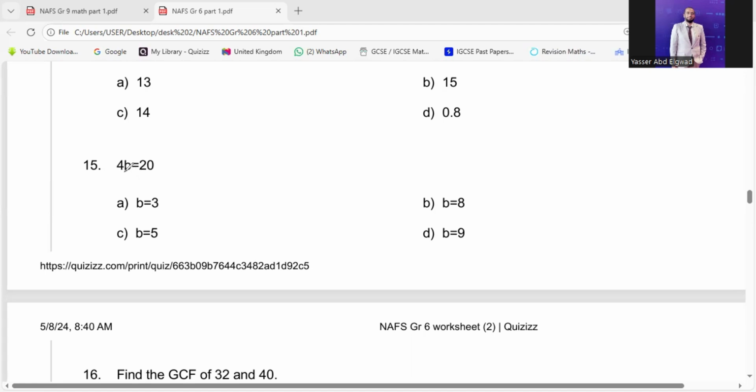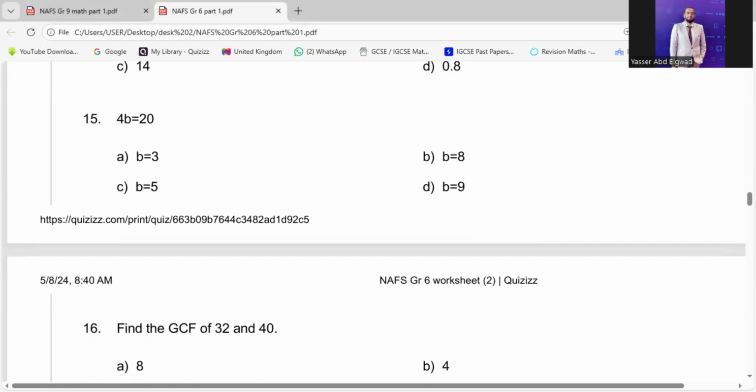Here is the equation: the number multiplied by 4 gives us 20. We can divide, or by choosing, we just try to find the answer from the multiple choices. If you put 3, no. If you put 5, yes, it's correct. Here is our answer: b equals 5. The next one.